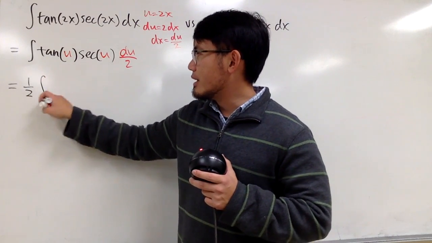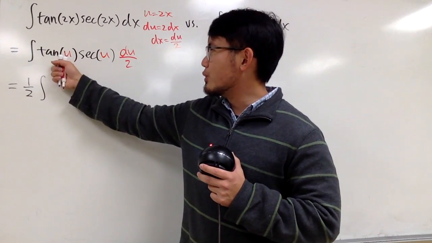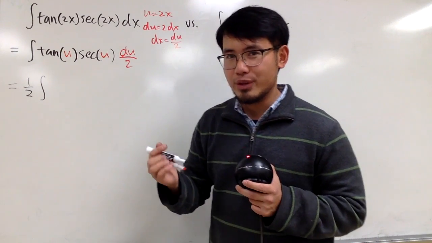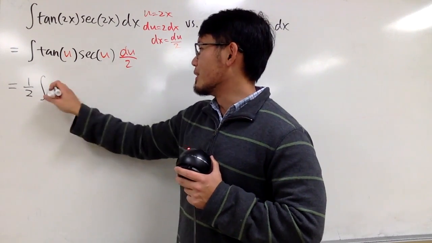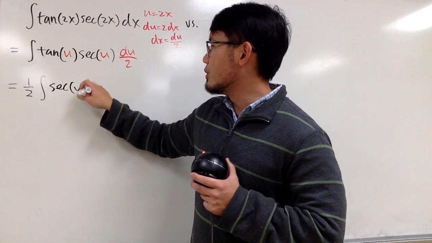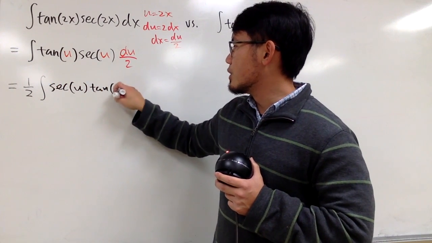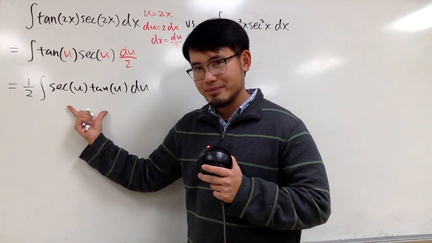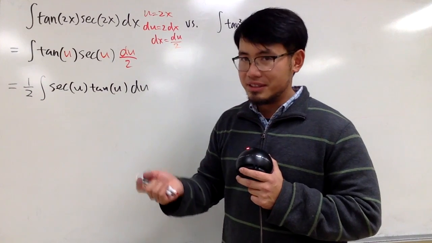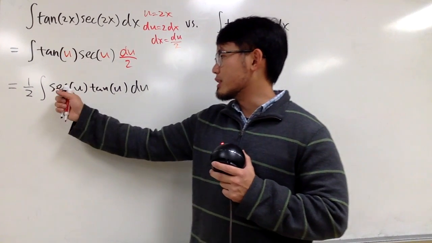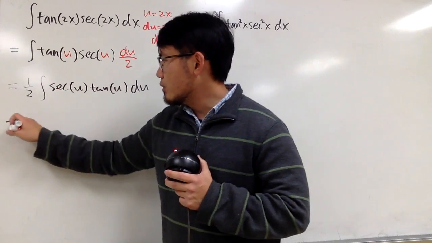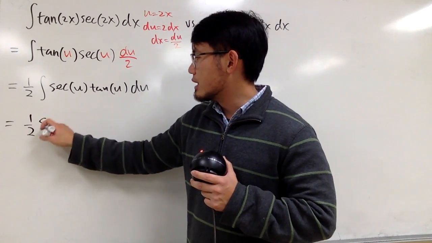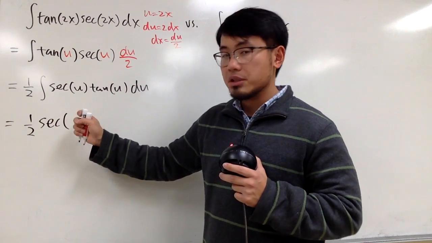And then we have the integral. This is tangent u times secant u. Maybe we can tweak the order so we can recognize it better. Let me do that for you guys. Let's write it down: secant u times tangent u in the u world. What's this? Yes, it's just going to be secant, because the derivative of secant is precisely secant times tangent. So 1/2 is still 1/2, and the integral of all this is just secant, and the input is u.